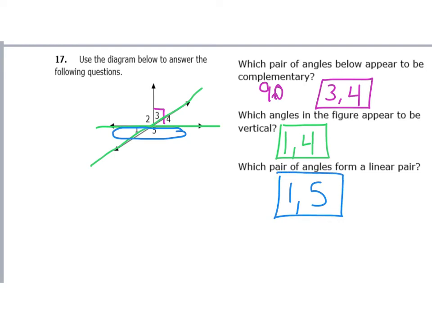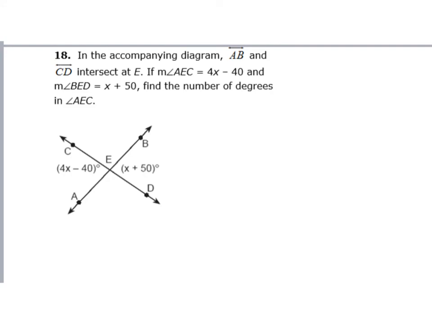Number 18. In the accompanying diagram, line AB and line CD intersect at E.